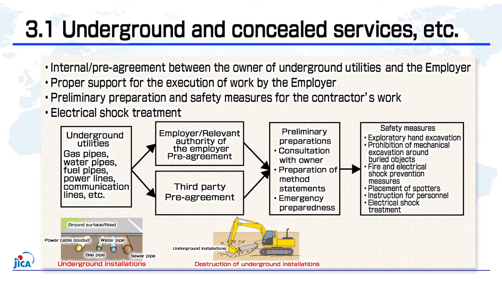Section 3.1 sets out measures to safely carry out work on underground utilities, such as gas pipes, water pipes, power lines, and communication lines. Measures to be taken by the employer include pre-agreement with the owner of underground utilities and provision of proper support to the contractor. The contractor's safety measures include consultation with the owner, preliminary emergency preparations, other preliminary preparations such as exploratory hand excavation, fire prevention and electrical shock prevention, placement of spotters, and safety instructions to personnel.